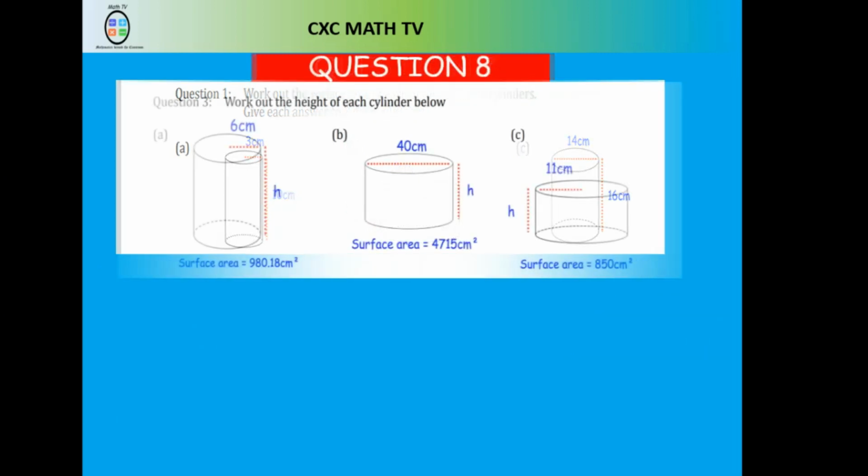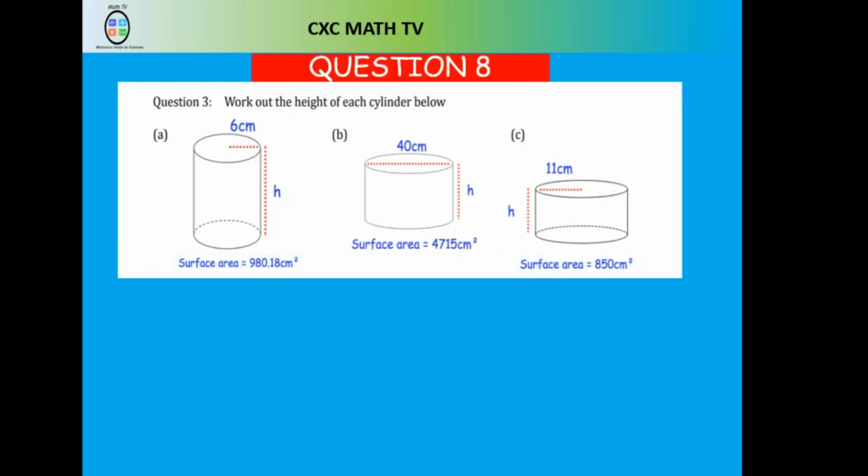Let's intensify the level of difficulty. What if they gave you now the height? Or maybe they give you the radius and ask you to find the height. So pause the video and attempt these questions. So first one, they give us the total surface area is 980.18 centimeters squared, right? Now we know the total surface area, that 980.18, it's equal to what?